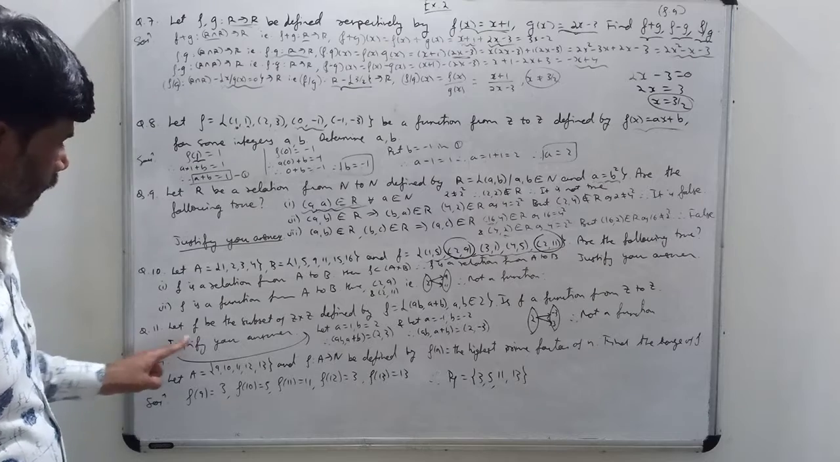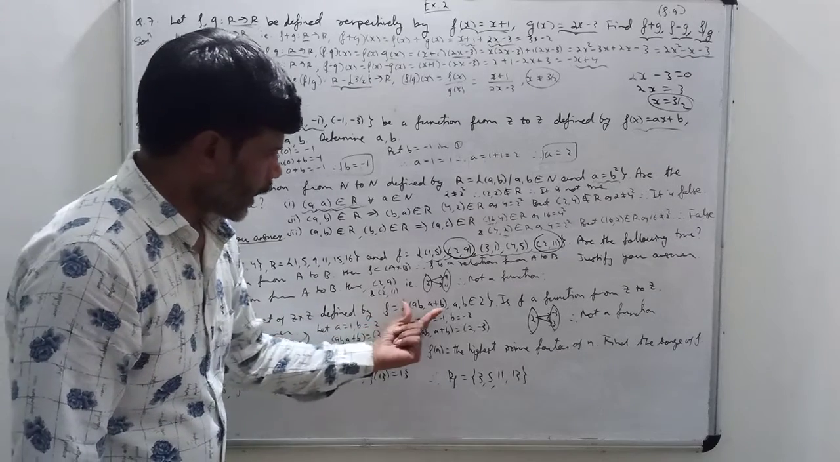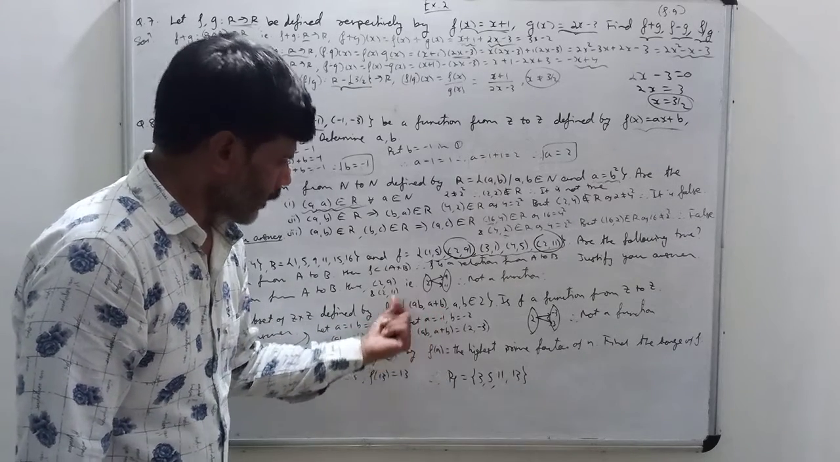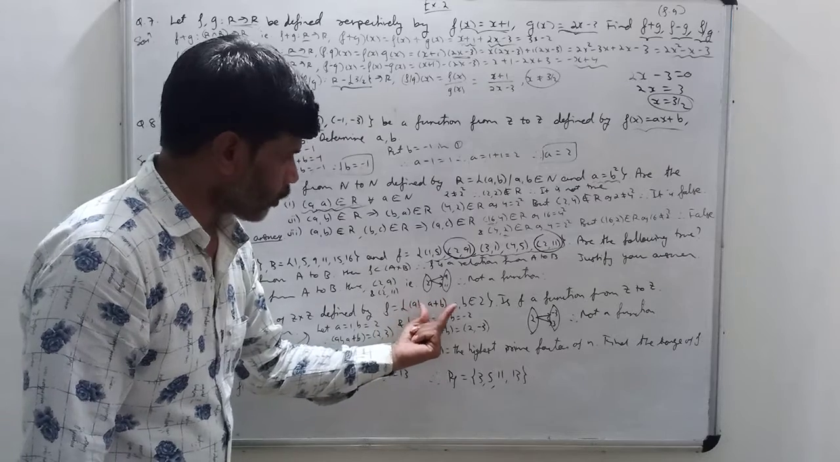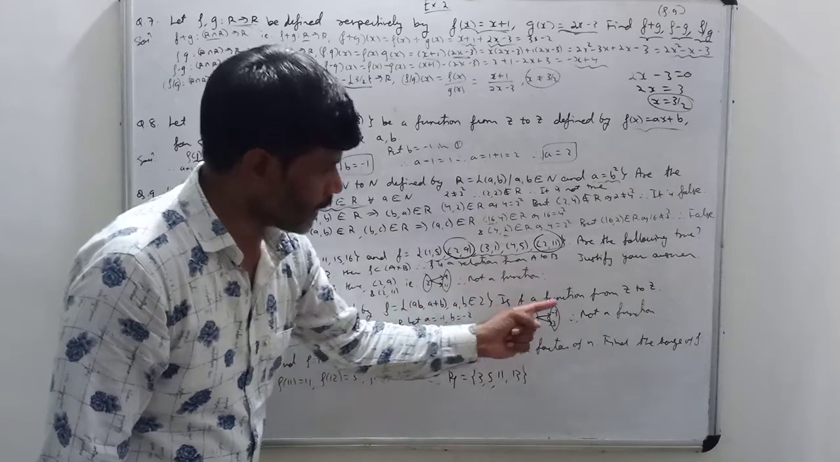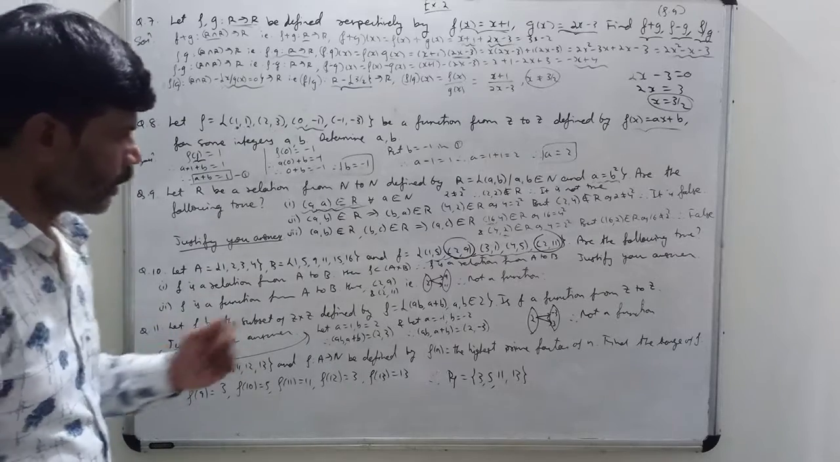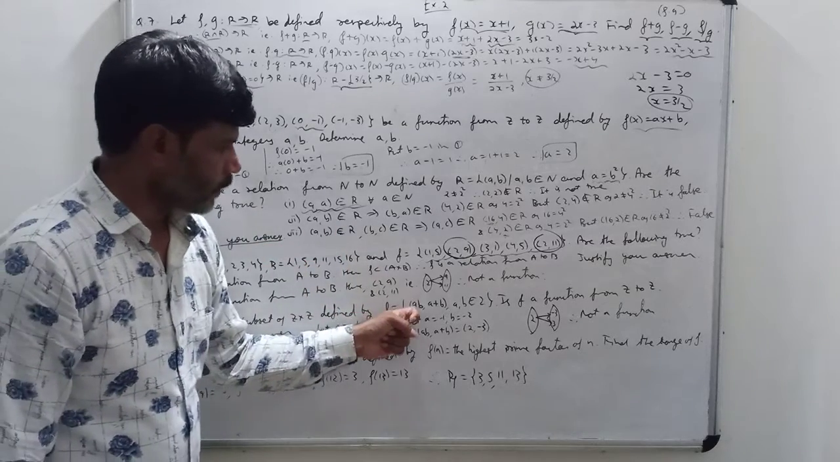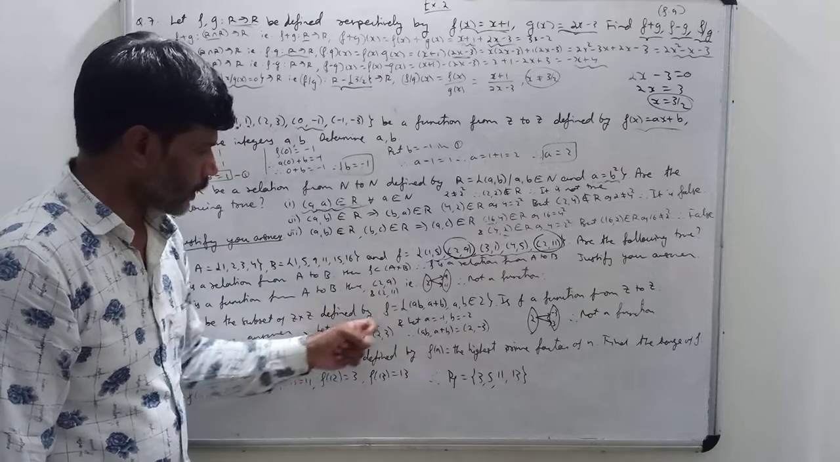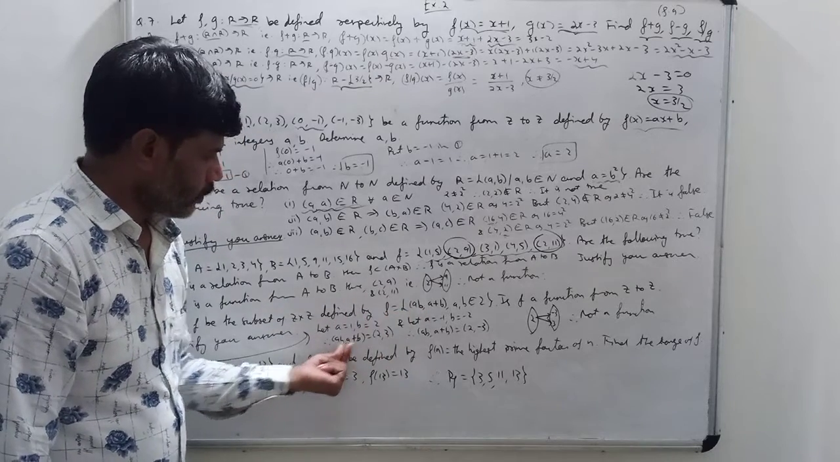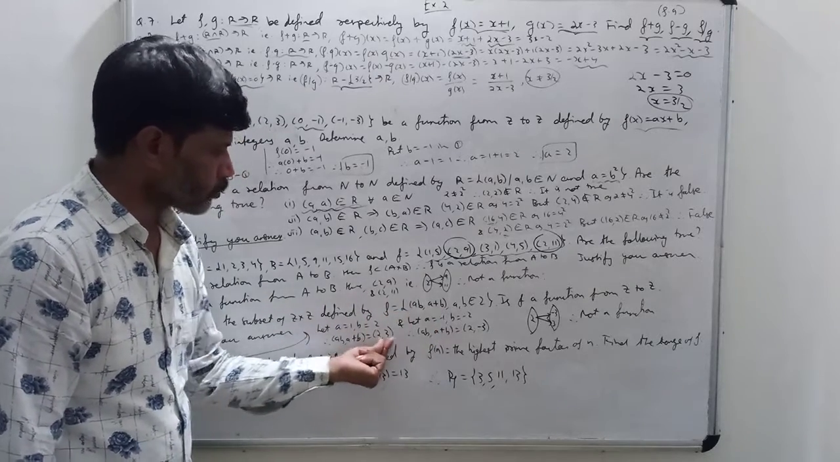Question number 11. Let F be a subset of Z cross Z defined by F = {(ab, a + b) where a, b belong to Z}. Is F a function from Z to Z? We want to check. Is this a function? Justify also. Okay, I am taking a few values. When a = 1, b = 2, what will happen? ab will be 2 and a + b, that is 1 + 2, will be 3.